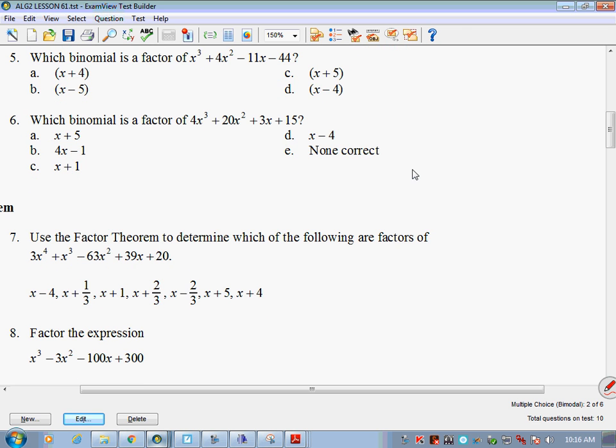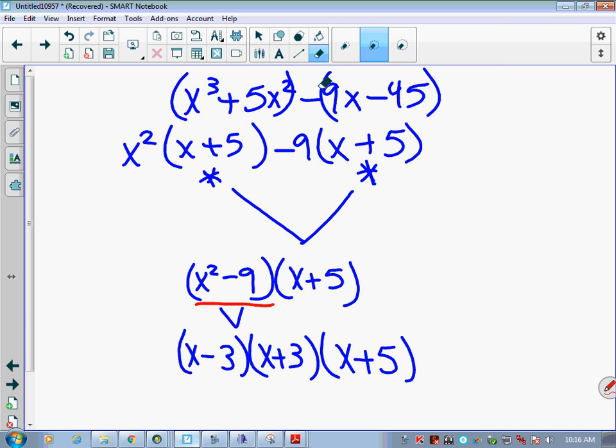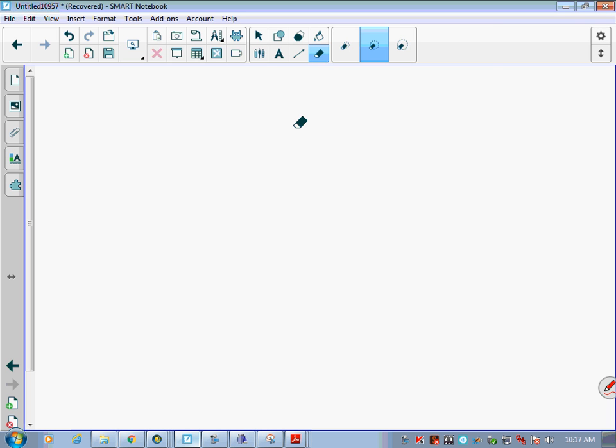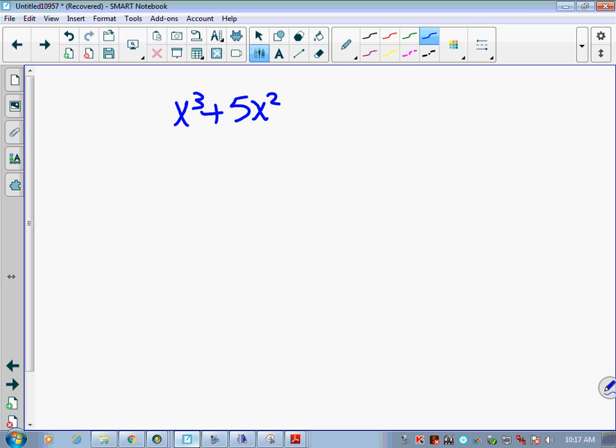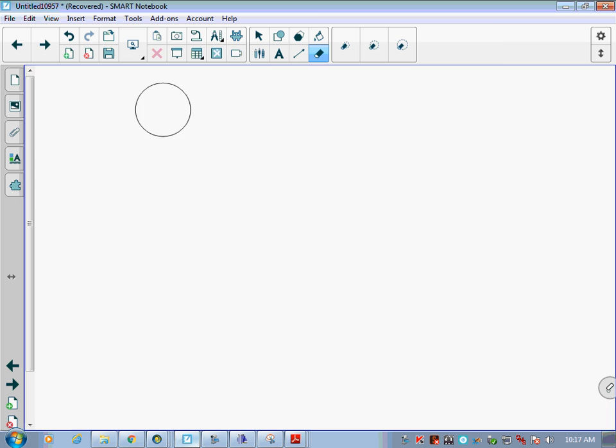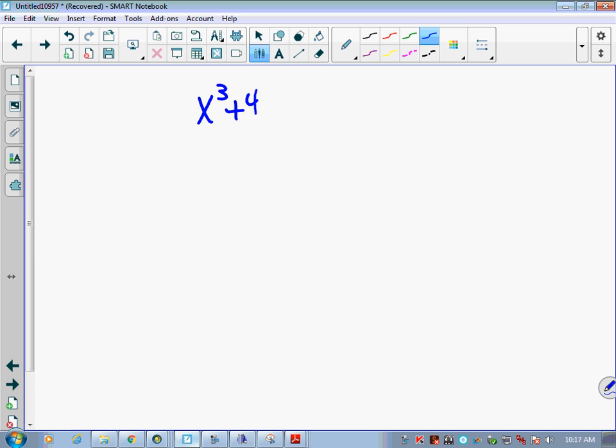Let's look at 5. You guys have got that. Let's come over here. We're going to do the same thing again. We've got x cubed plus 5x squared minus 9x. Wait, that's the same one I did, isn't it? Never mind. 5. We've got x cubed plus 4x squared minus 11x minus 44.